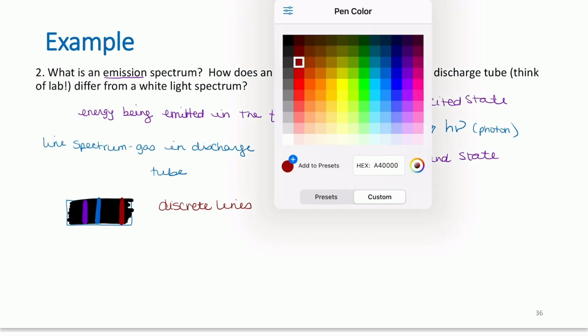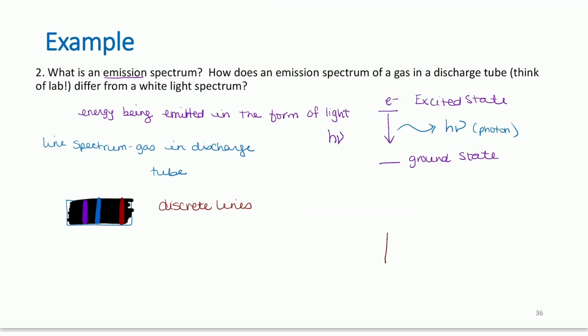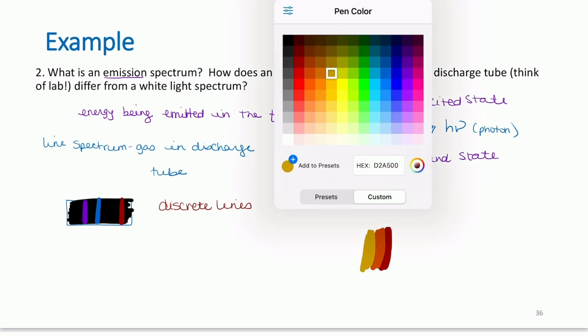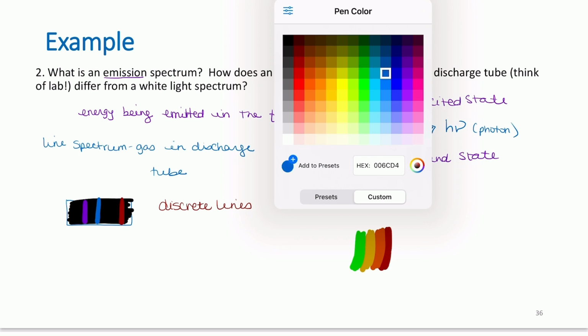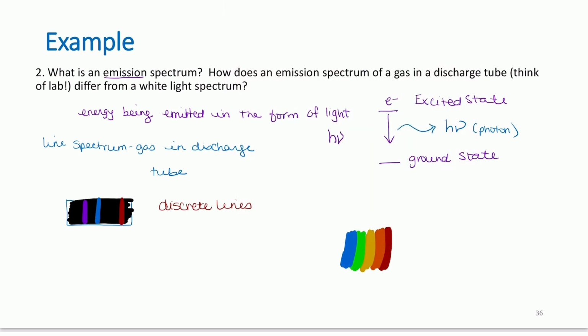A white light spectrum, on the other hand, is just that. It's the entire rainbow. So you'll have your red into your orange, to your yellows, to your greens, blues, indigo, which I never remember what indigo actually looks like, and purple. So white light spectrum is continuous lines.